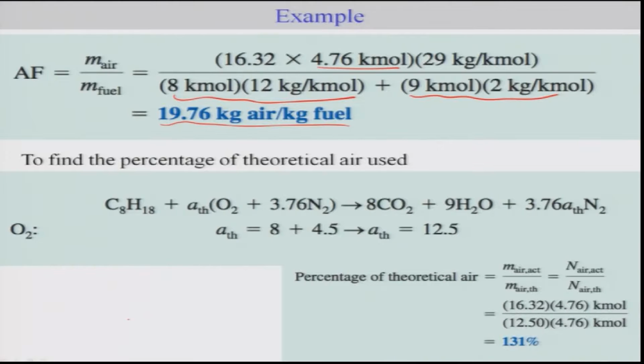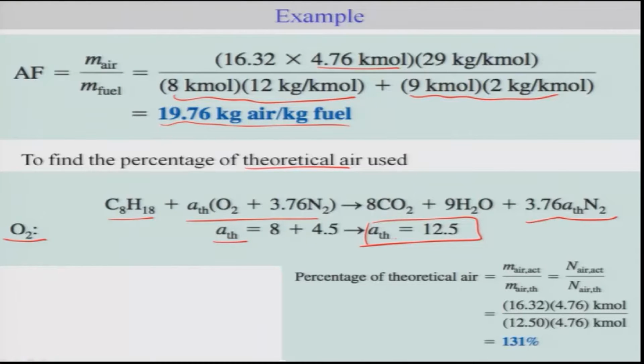Now the next question is to find the percentage of theoretical air which we have to use. Theoretical air is on the basis of complete combustion. Thus you need to write this equation: 1 kilomole of C8H18 plus 8 kilomoles of air leading to 8 CO2 plus 9 H2O plus the inert part. And from here, using simply the elemental or mass balance of air, you can get the theoretical moles of air, which gives you 12.5.